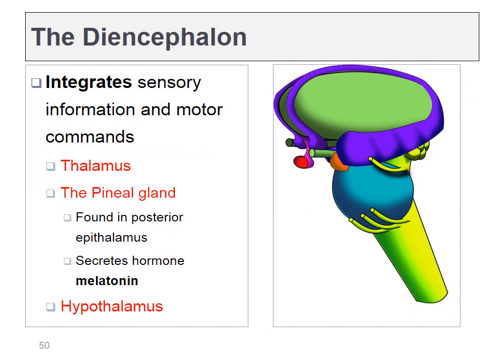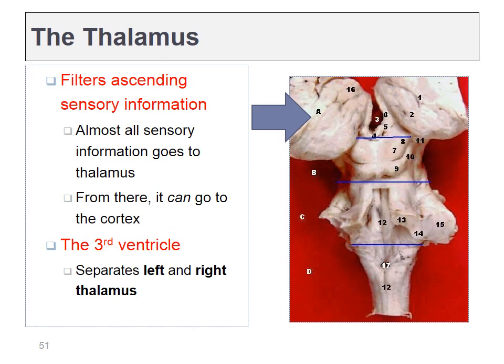Moving on, let's talk about the structures of the diencephalon, including the thalamus, the hypothalamus, and the pineal gland. The thalamus has a number of very important functions, but perhaps the most important is that it relays nearly all sensory information to the cortex. Our brain is receiving a huge amount of information all of the time from our various senses, but not all of that information is important.